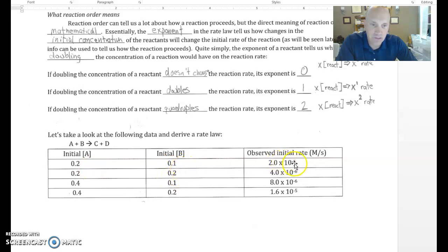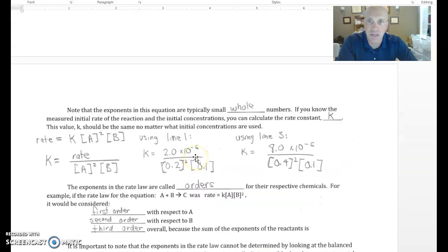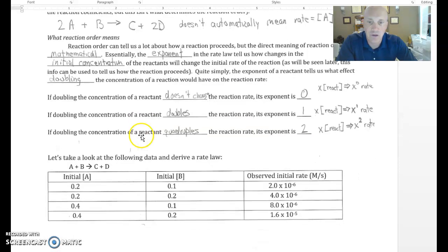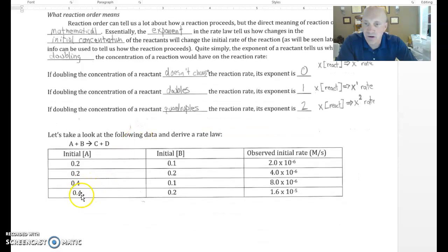Let's see what happened here. That caused the rate to double, because this is twice as much as this. What that tells us is that this reaction is first order with respect to B. Doubling the concentration of B doubled the rate. If you look at this right here, you can see that B ends up having a 1 exponent there.